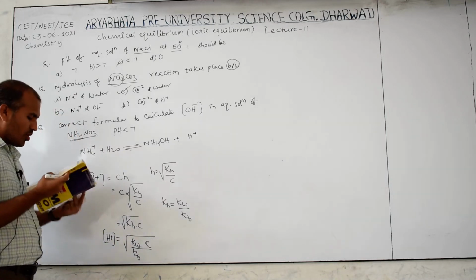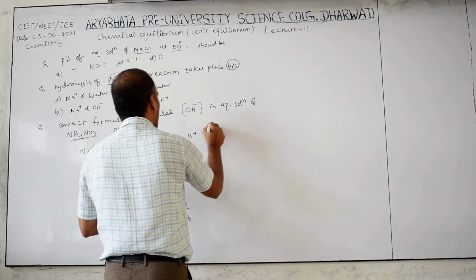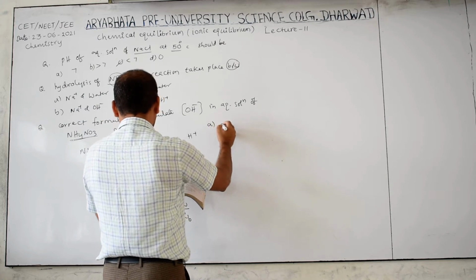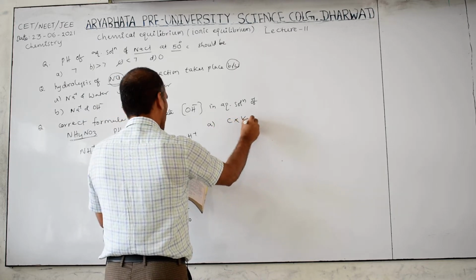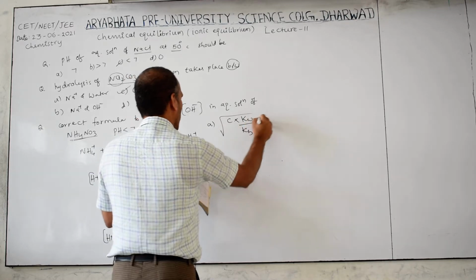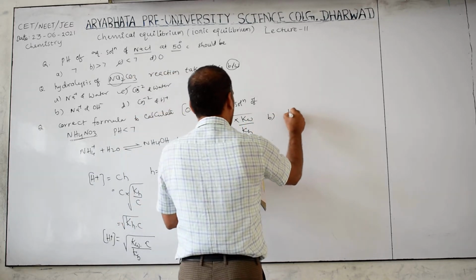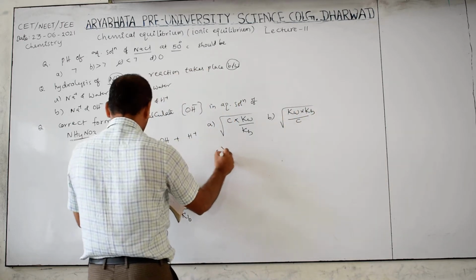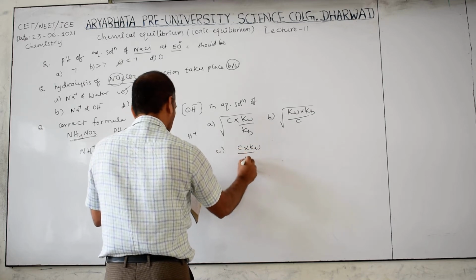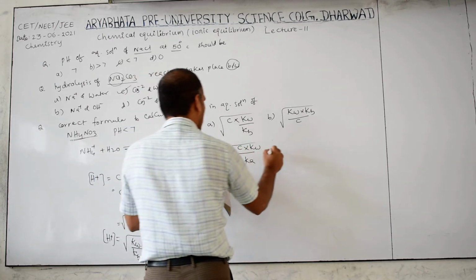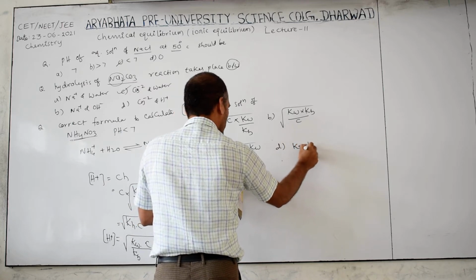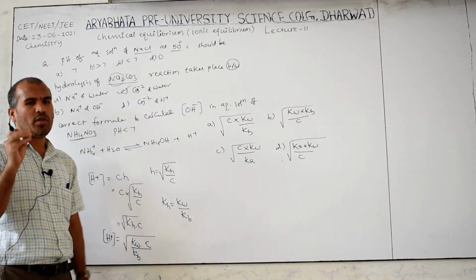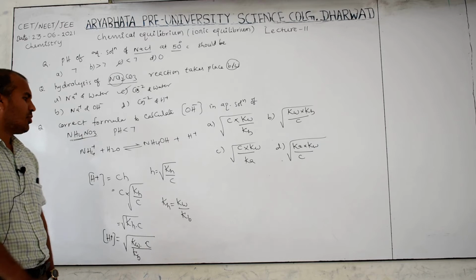Now I forgot to give the options. According to the options you have to calculate. Option A is root of C into Kw by Kb, and option B is root of Kw into Kb by C. Option C is root of C into Kw by Ka. Then option D is root of Ka into Kw by C. Already I very clearly told you that when a question is given, immediately you have to see the options. According to the options, we have to answer.